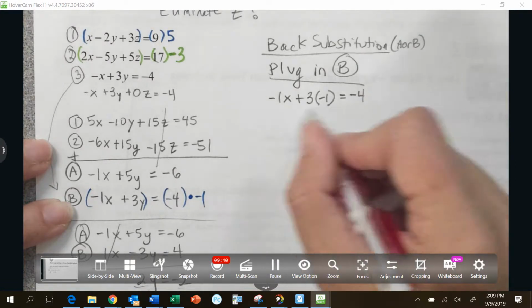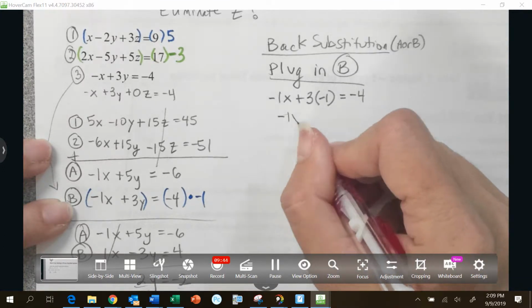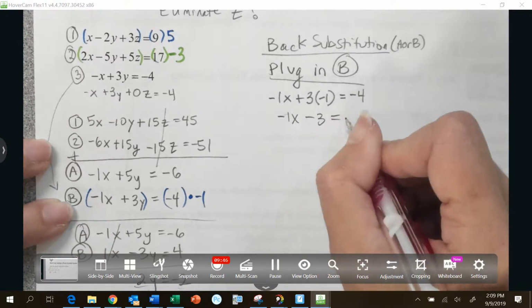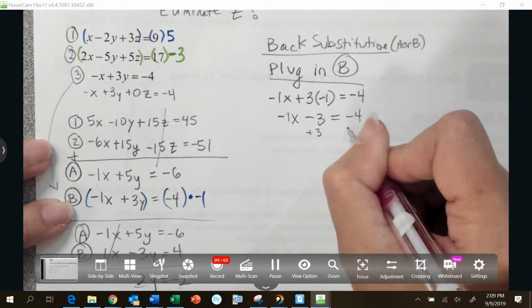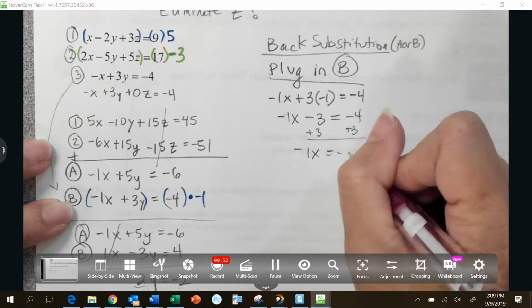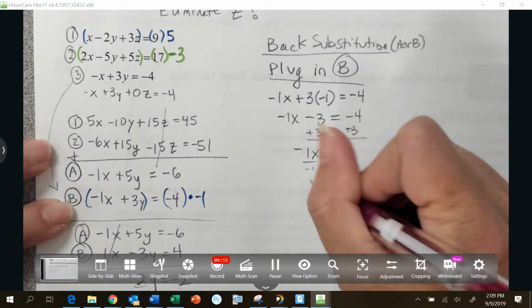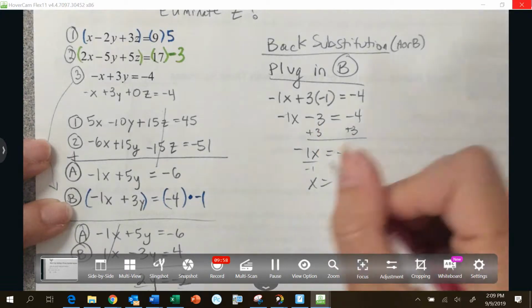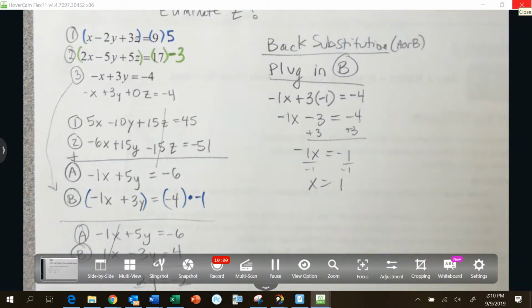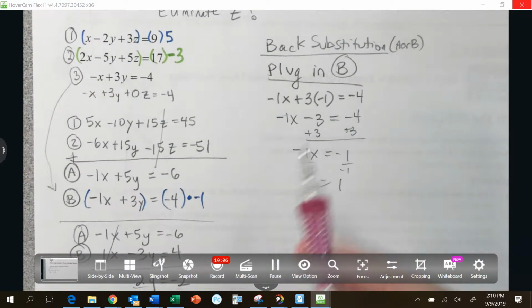So now I have 1 equation with 1 variable and I can solve for x. Negative 1x minus 3 equals negative 4. Add 3. Negative 1x equals negative 1. So x has to be 1. So now I know y is negative 1, x is positive 1.